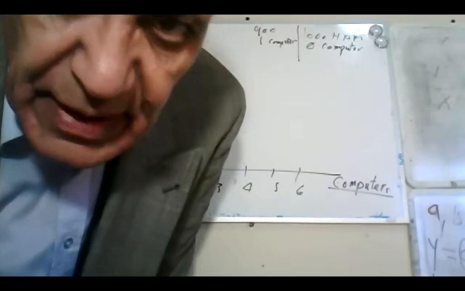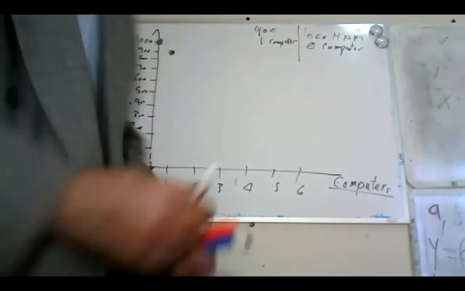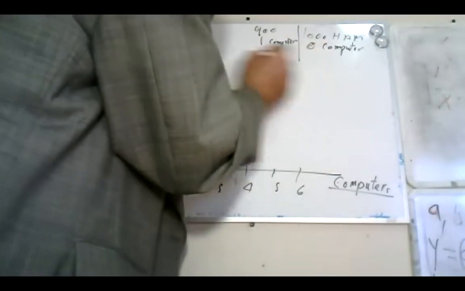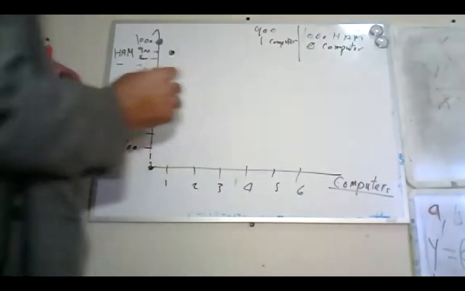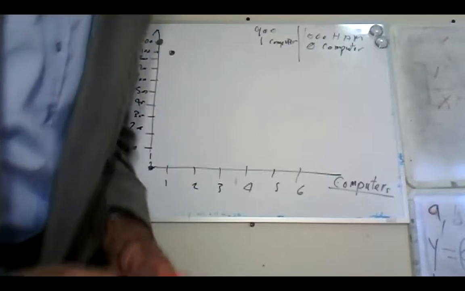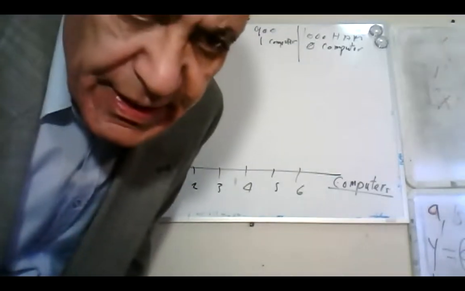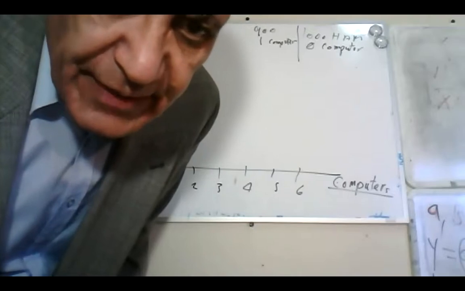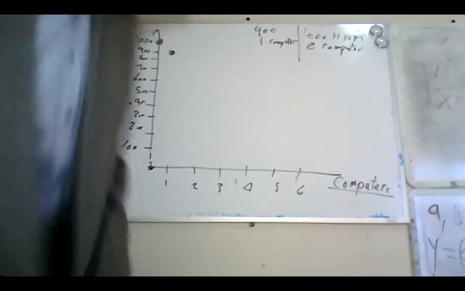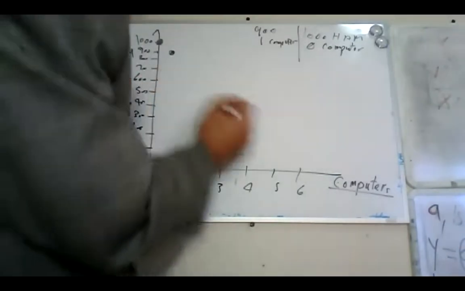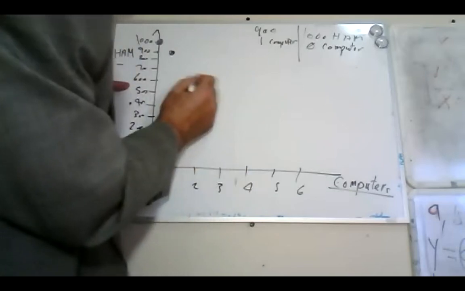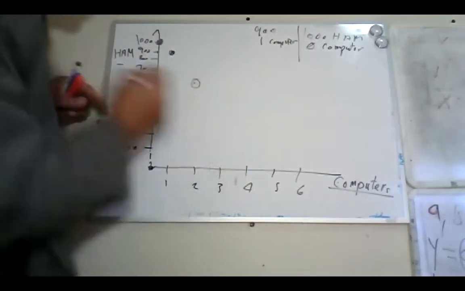600 for ham and 2 for computers. This is 600 for ham. And how many for computers? Let us see. 600 for ham and 2 for computers. So we have here 600 for ham and 2 for computers. Here's the point, 600 comes with a 2.